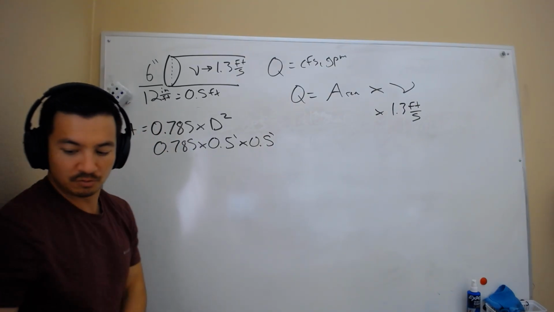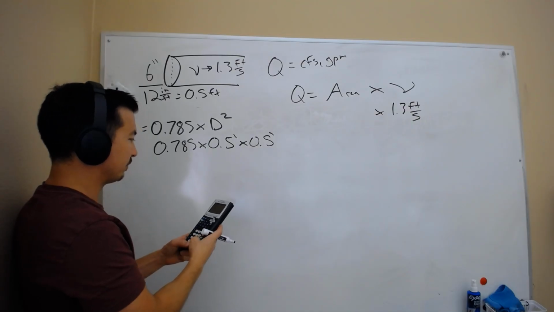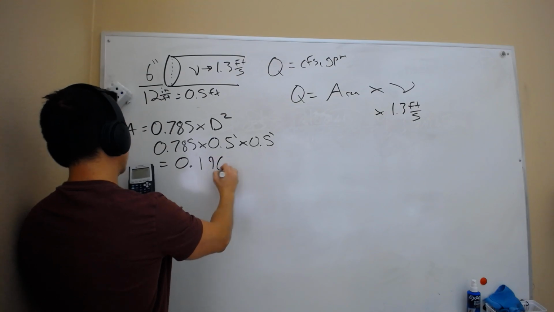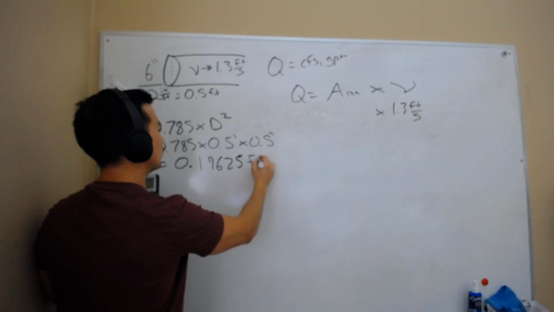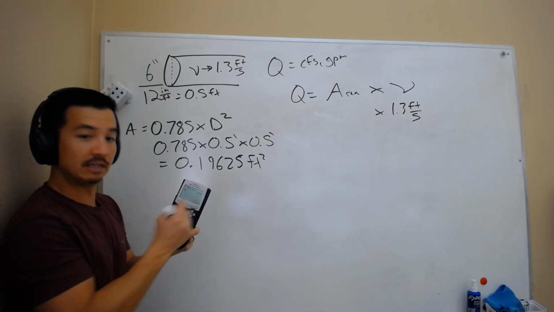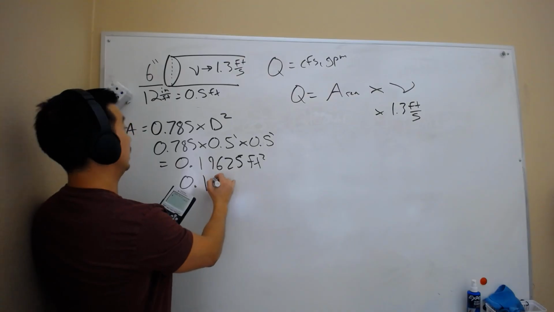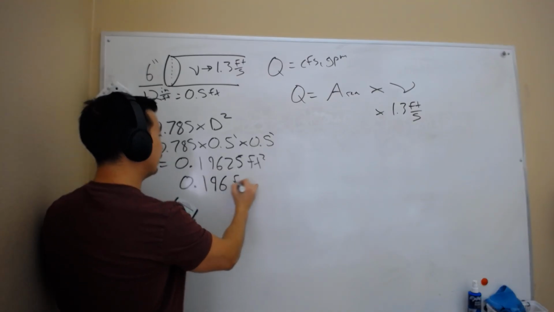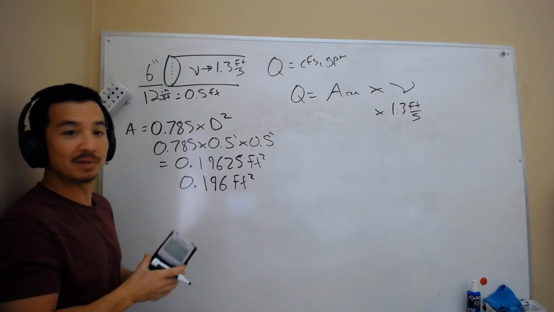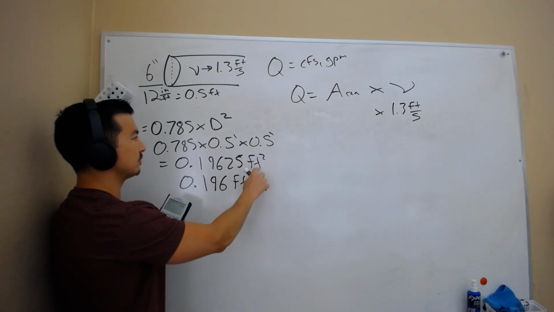Now we can plug that into our handy calculator: 0.785 times 0.5 times 0.5. That gives me an area of 0.19625 square feet. That's the total number my calculator reads. The best thing you can do is leave that whole number in your calculator. You could round it, say to 0.196 square feet, and you're going to get a very similar answer at the scale we're talking about. But the best thing you can do is leave that number in your calculator and let it roll over. So that's what I'm going to do.